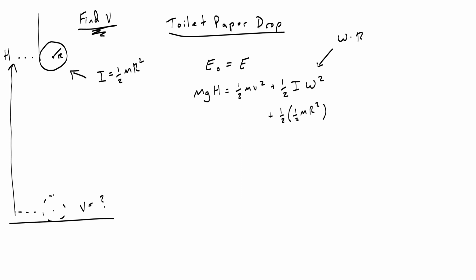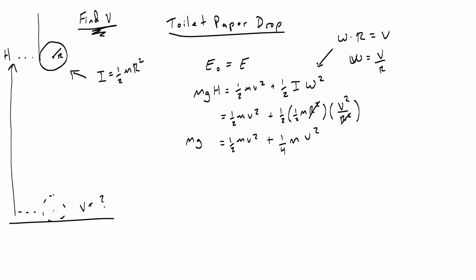You know that the angular velocity times the radius equals the linear velocity, or that omega equals v over r. So when you square that, you get v squared over r squared, and the radius disappears in that term. We've got 1/2 mv squared here, and then this term is going to become 1/2 times 1/2, so 1/4 mv squared equals mgh. We can get rid of m. We've got 1/2 and 1/4, so that's going to give us 3/4 v squared equals gh. And then when we solve for v, we're going to get the square root of 4/3 of g times h.